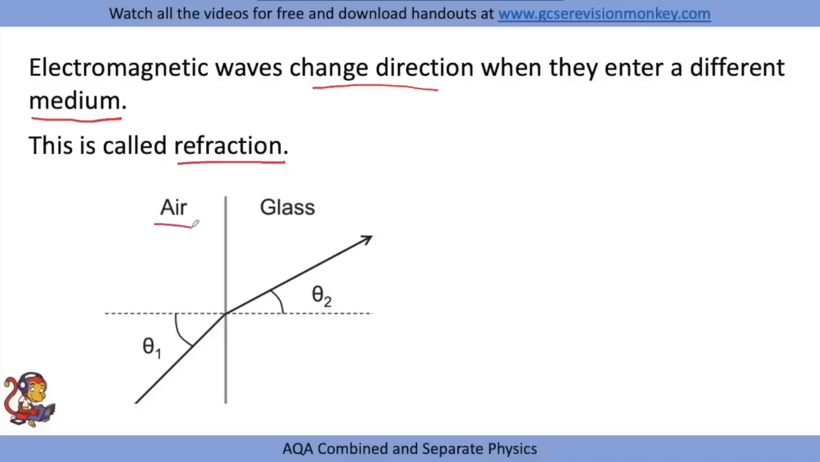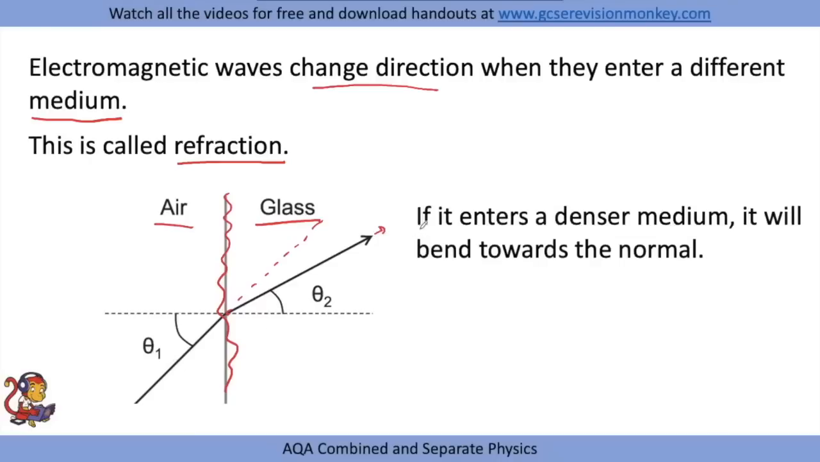So here you've got the medium of air, and here's your barrier, and on the other side you've got glass. So air and then glass. This wave is coming in here, hitting the glass, and is bending. So rather than carrying on in the same direction that it was going through first of all, it's bending and changing direction to head out this way.